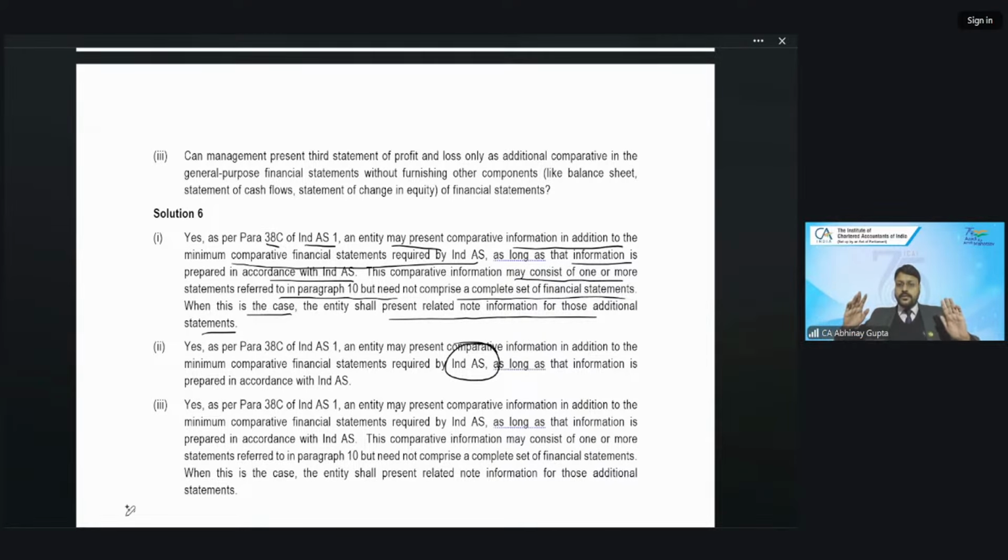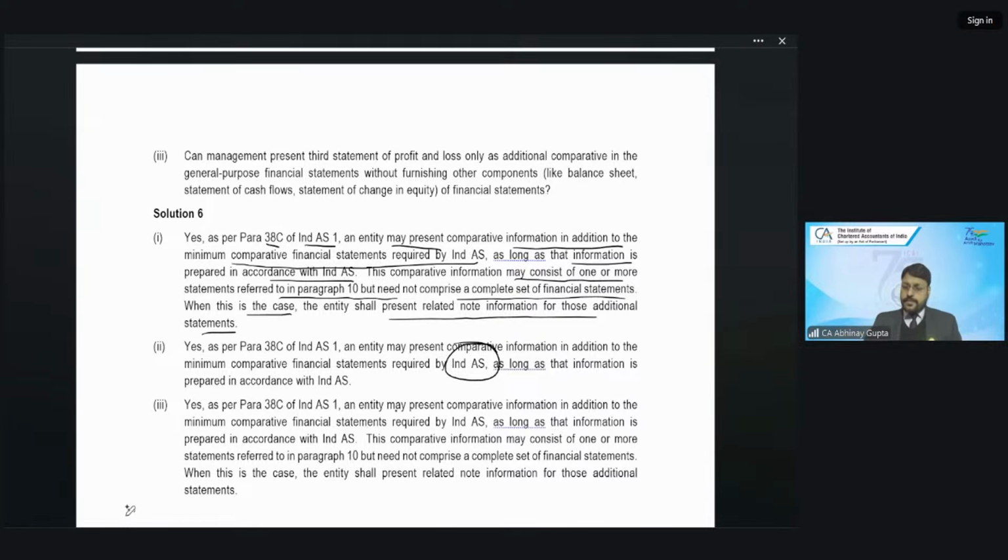On top of it, if you want to present any third balance sheet or any third P&L or any third cash flow, can you do so? Yes. As per para 38C, it is allowed. It is not prohibited to give additional columns, provided you comply with the Ind AS for that additional column as well. Clear? Yes, sir.